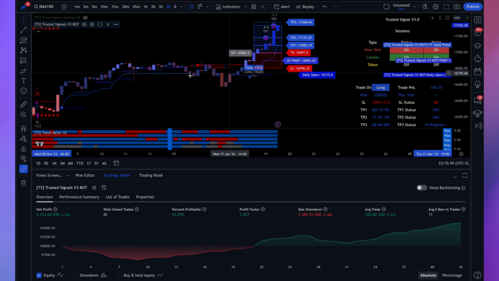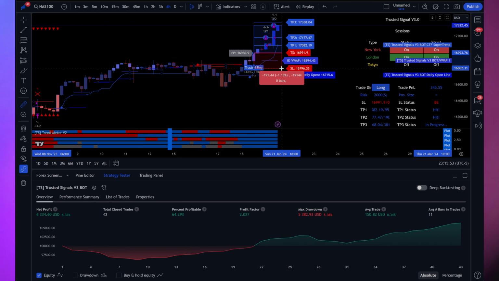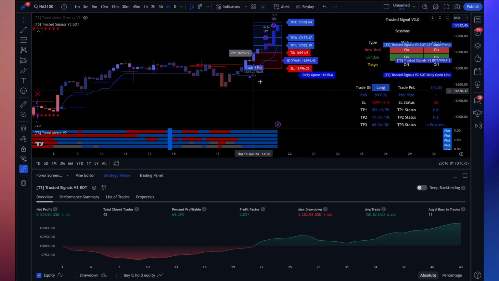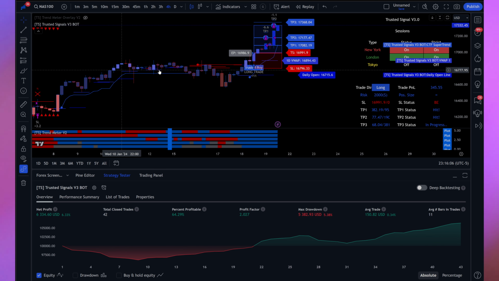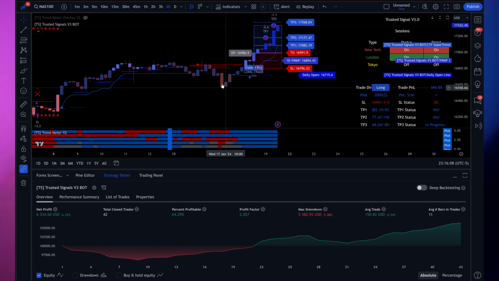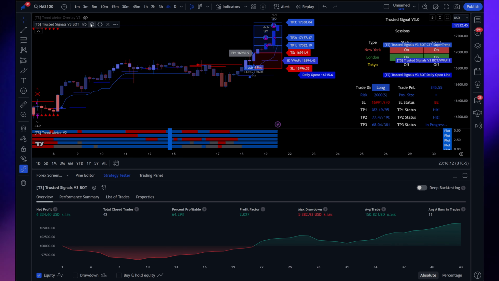Now, check this out. If we measure how many pips and points this is, obviously we're on the 4 hour, so this is 194 pips. 194 pips stop loss. Because it's going to basically look at the average of the last 14 candles, and then it's going to double that average, and that gives you your stop loss input.